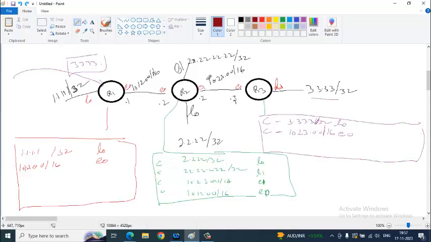Instead, you gave an exit interface name. Only in that case, it will know the next hop from its ARP table. ARP table. Okay.